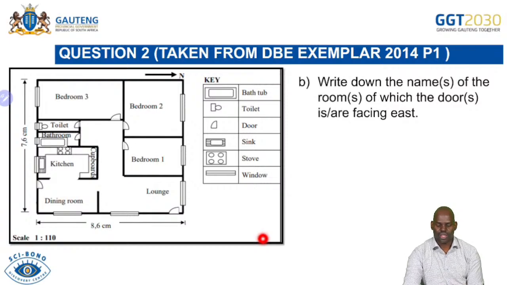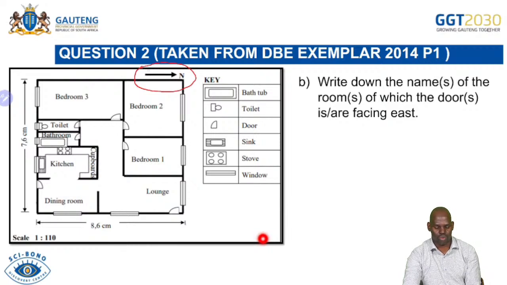The next one is: write down the name or names of the room or rooms of which the doors are facing east. The doors are facing east. Now we have to check. First thing, we need to identify our compass direction. Now you need to be careful, boys and girls. The compass direction is not always facing in the same direction.